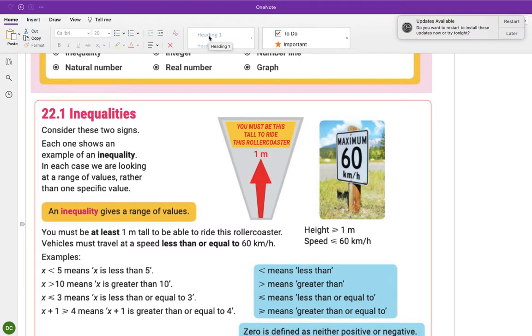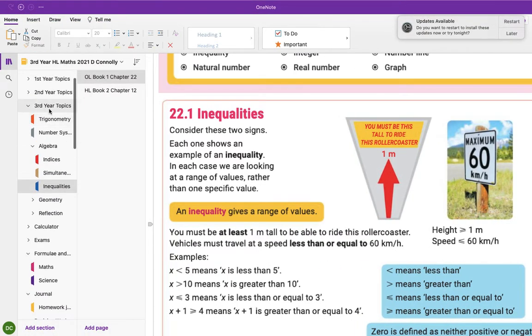We are going to start a new chapter today. Not a new topic, it's algebra. Sorry, we're in here, third year topics, and under algebra this year, we've done indices, we've done simultaneous equations, and now inequalities.